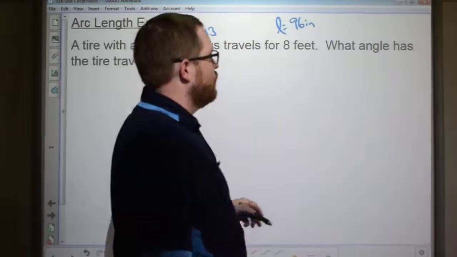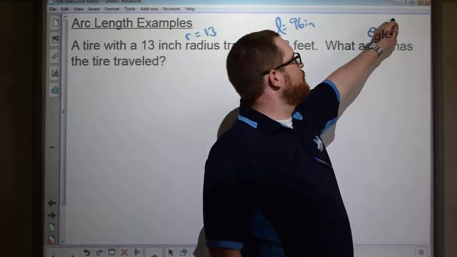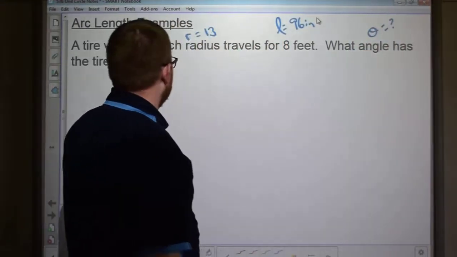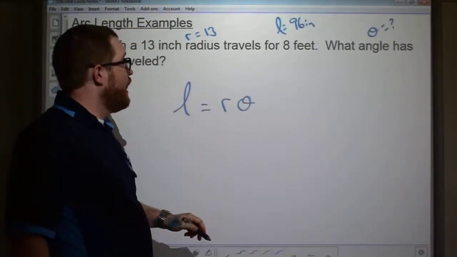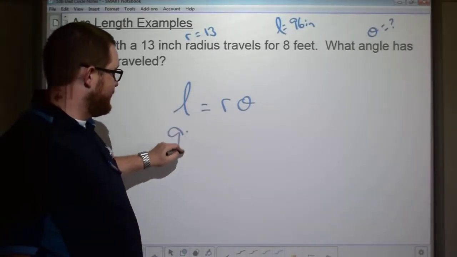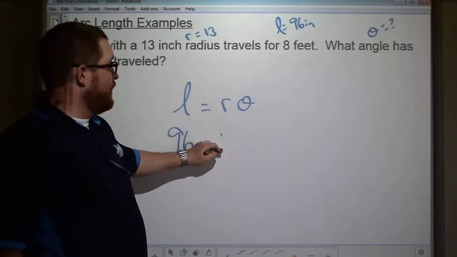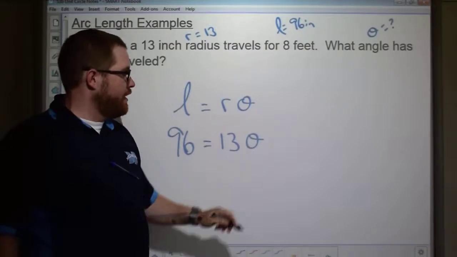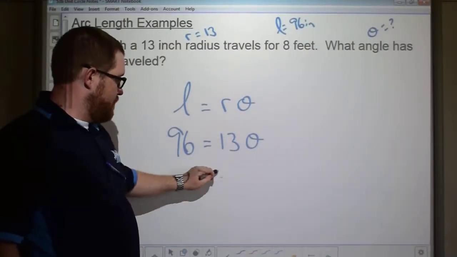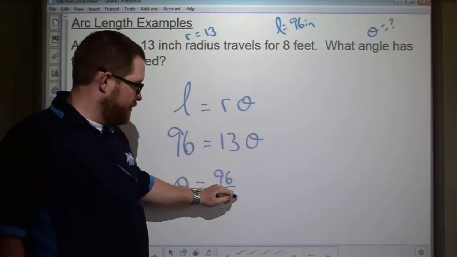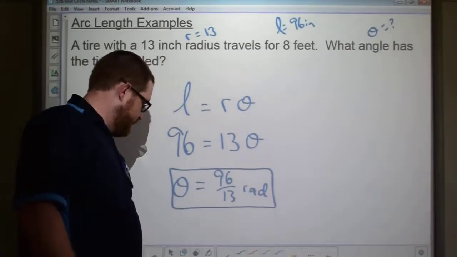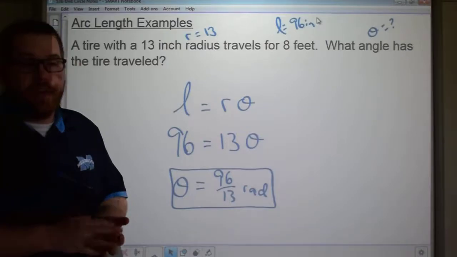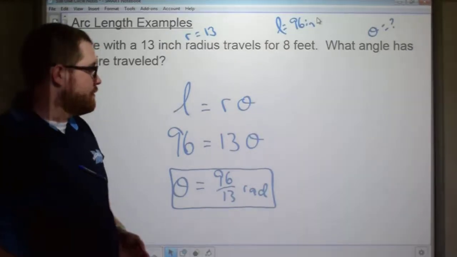What's the angle? So I don't know what the theta is. So I set up my formula, L equals r theta. How long is the arc? It was 96 inches. What's the radius? It was 13 inches. Theta is 96 over 13 radians. This doesn't have a pi in it, but that's okay. It traveled that many radians.